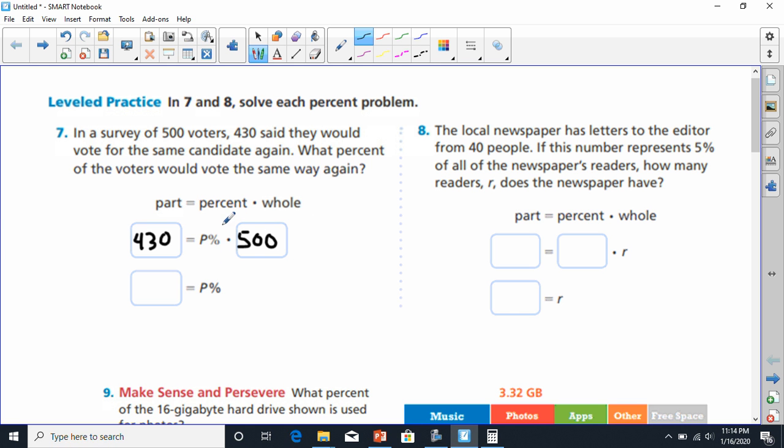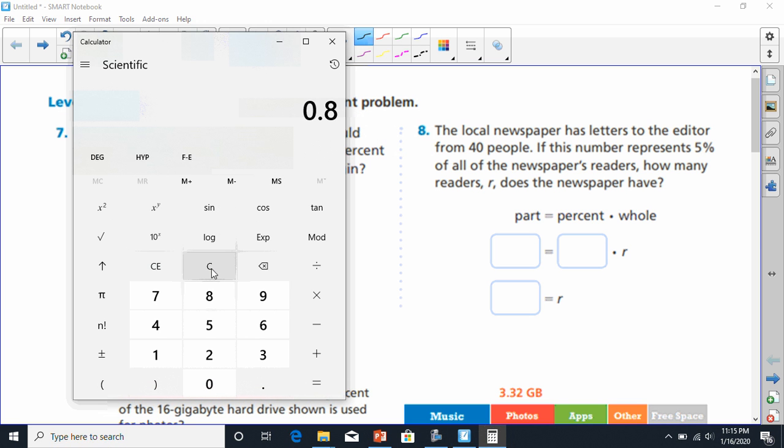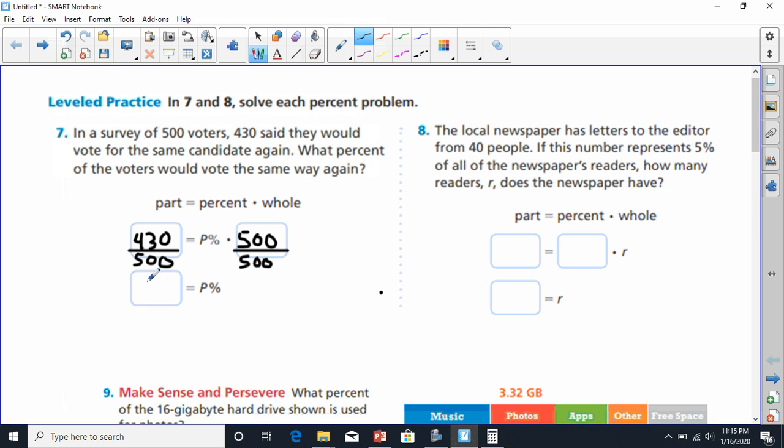Well, when we want to isolate the variable, we have to take the number that's being multiplied with it and divide it away. Whatever I divide from one side, I divide from the other side. Now I have to find out what 430 divided by 500 is. Well, 430 divided by 500 equals 0.86. So I'm thinking this is 86%.